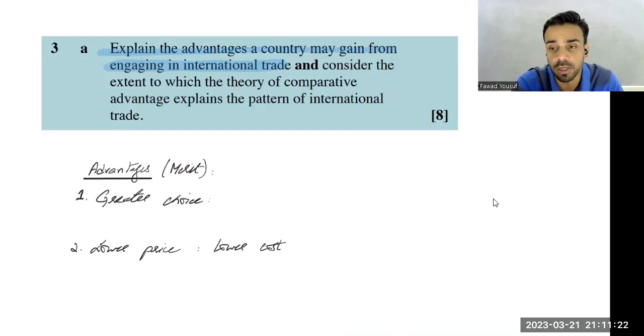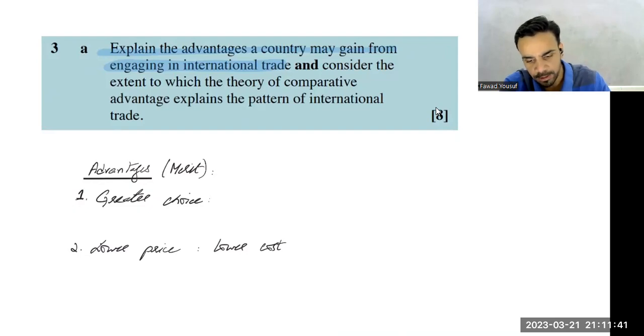For example, even if you look at the cars produced in Pakistan versus a car that you can import from China or any other country, there's a big difference in the prices, right? So you can easily import it at a cheaper rate. That could be your second reason.